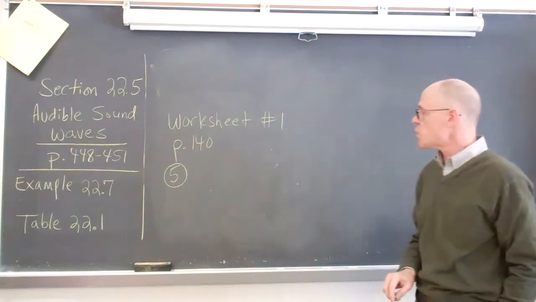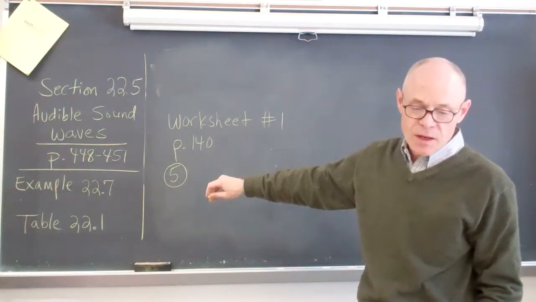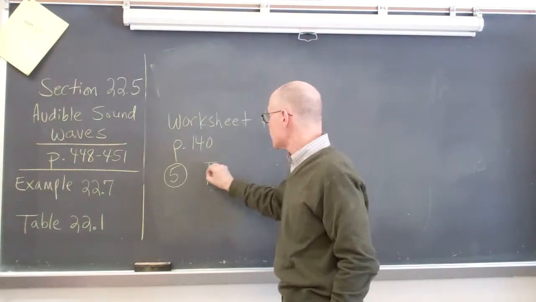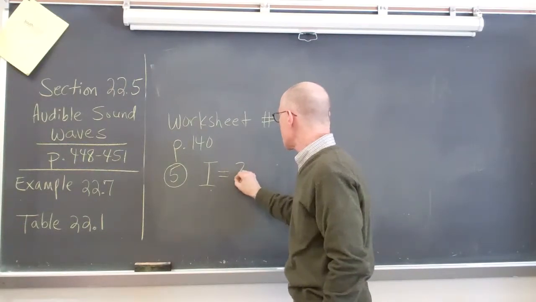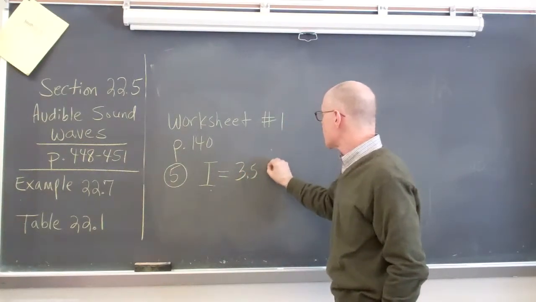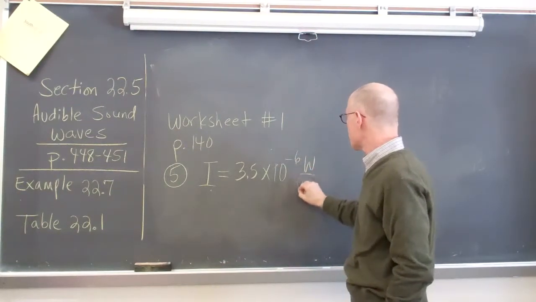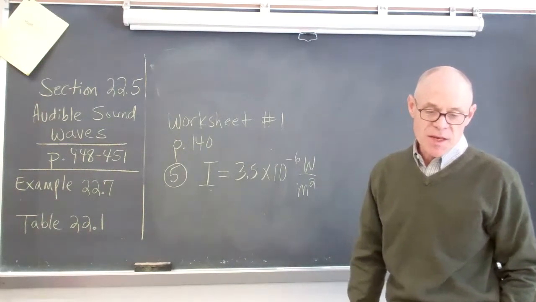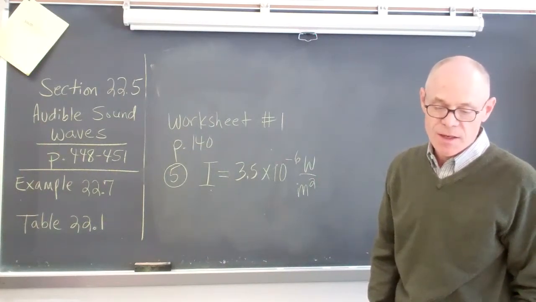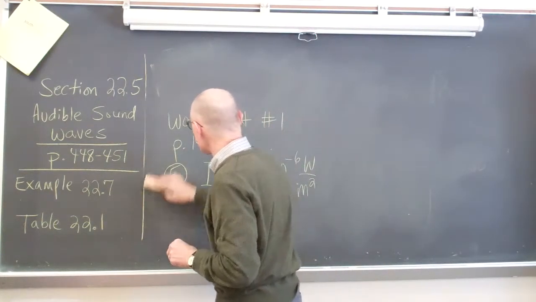Worksheet number 1, page 140 in the workbook, problem number 5. What you're given is a sound with an intensity level of 3.5 times 10 to the minus 6 watts per square meter, and you are asked to calculate the intensity level in decibels. So this will be much like the one we just did.